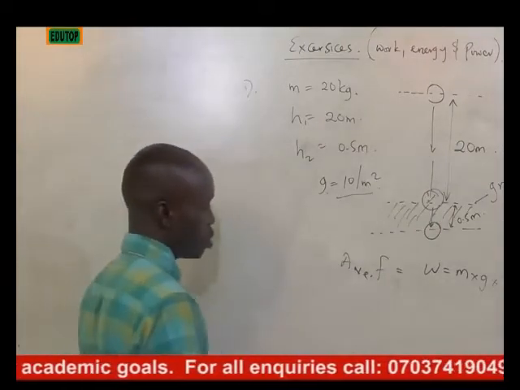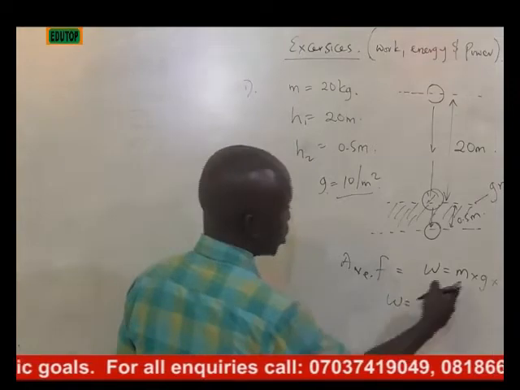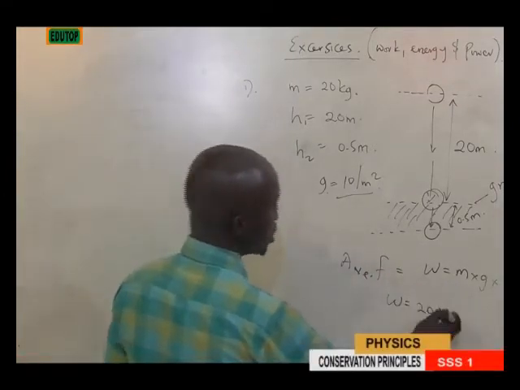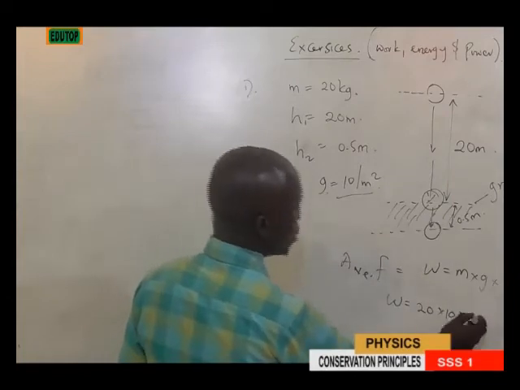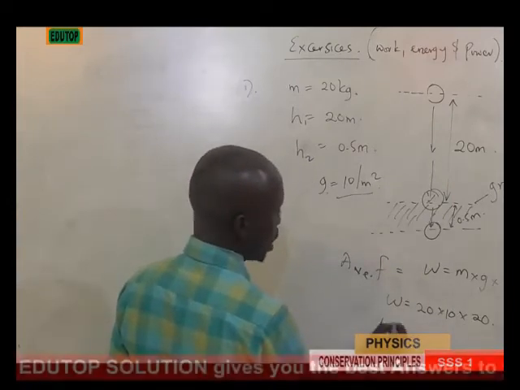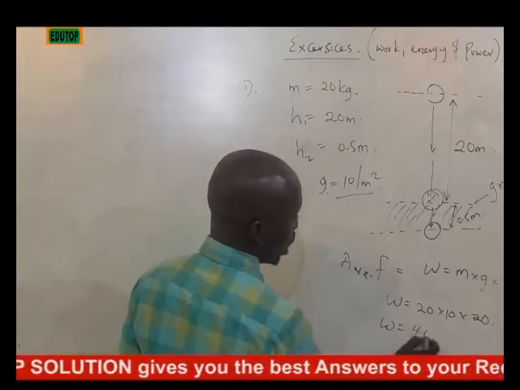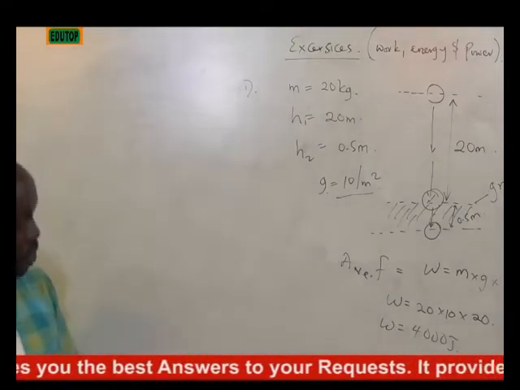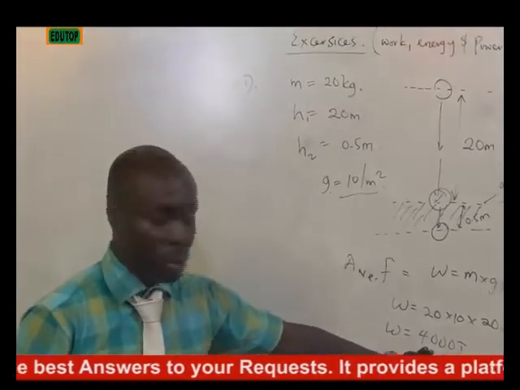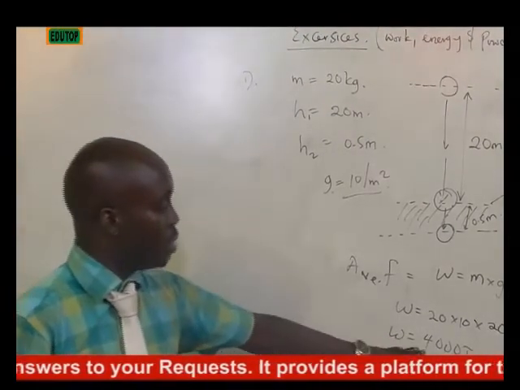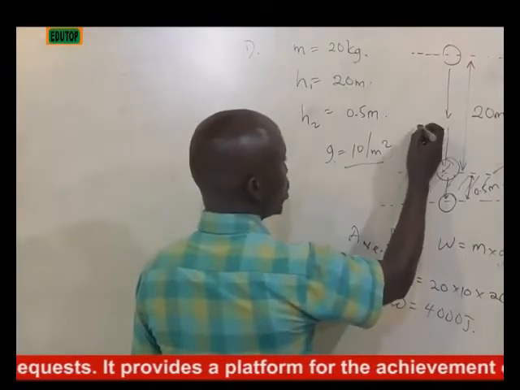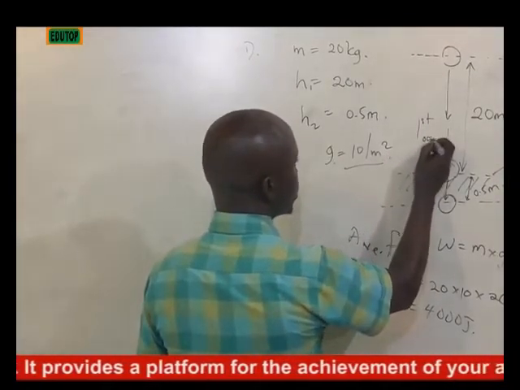What do we do? Work done is given as, your mass is 20. Your gravity is 10. While the height at which it fell is 20. So from there, your work done is 4,000 joules. We have established work done as 4,000 joules. So the work done here is what you now use. This is your first occurrence.